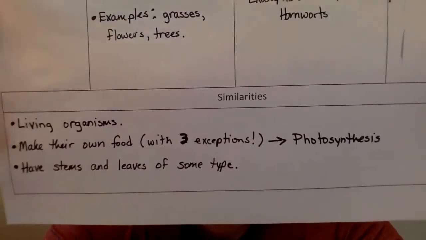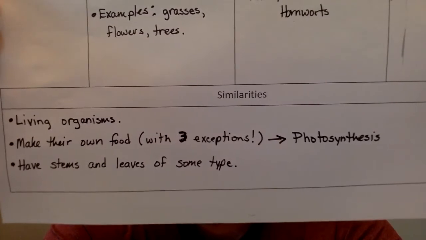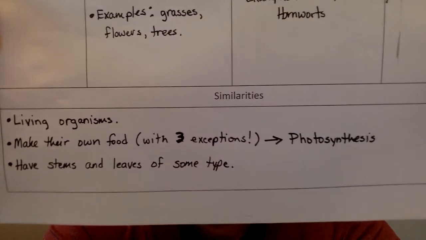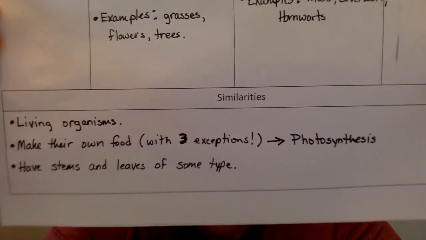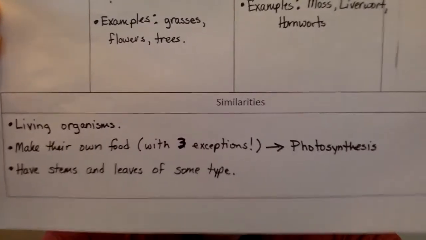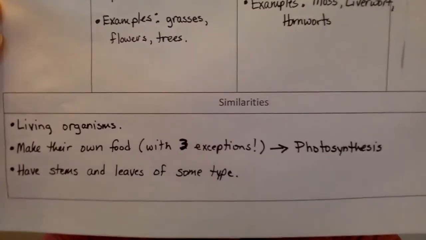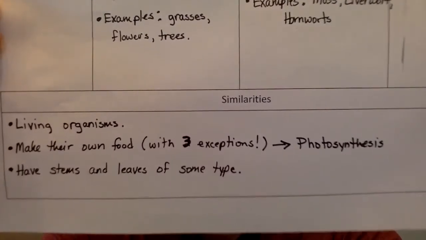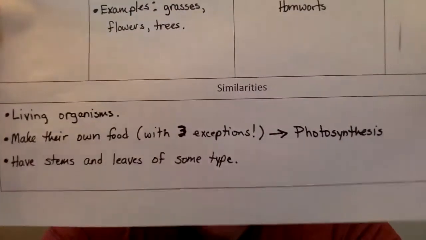The second one is that most of them are going to make their own food. There are some exceptions. There are 3 different types of plants that actually do not make their own food through photosynthesis. We will get to some of those next week and talk a little bit about them. You saw one on the videos for Wednesday, and that was the Venus flytrap, but there are 2 other ones that have the same thing.